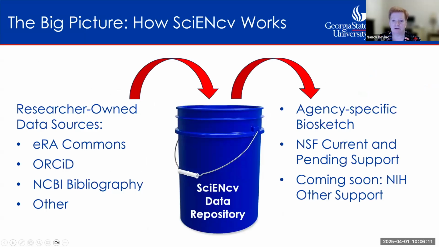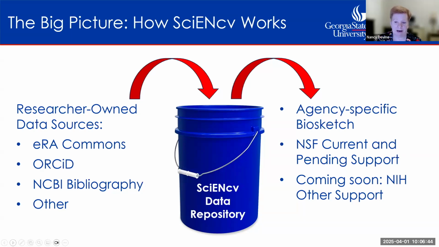So here's a big picture of how this really works. On the left-hand side, you see the inputs. These are researcher-owned data sources, things like your ERA Commons profile, your ORCID ID, your NCBI bibliography, and other data sources that you might incorporate into your profile. Those all go into a big bucket. You can think of it as the data repository. And then from that bucket, we can pull out specific items to generate agency-specific biosketches.